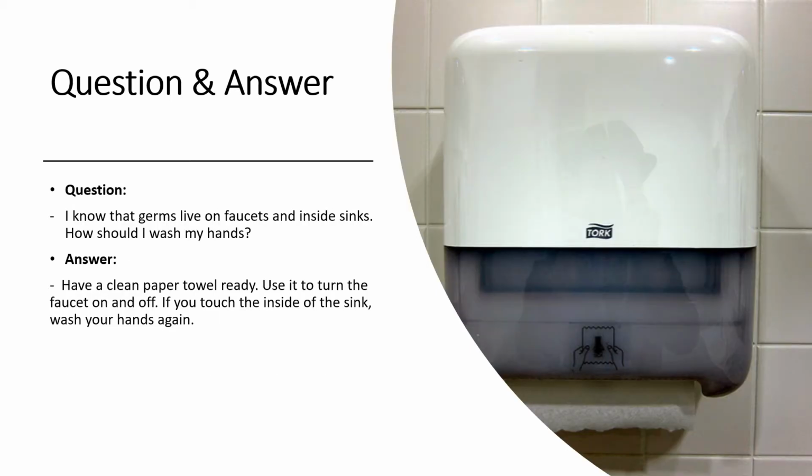Another question: I know that germs live on faucets and inside sinks. How should I wash my hands? The answer: have a clean paper towel ready. Use it to turn the faucet on and off. And if you touch the inside of the sink, wash your hands again.